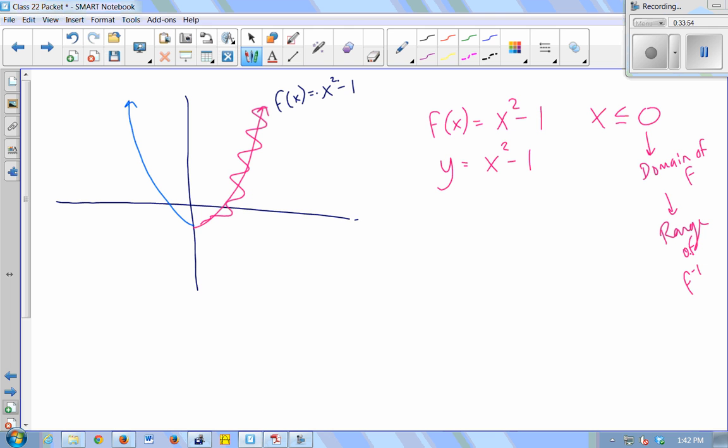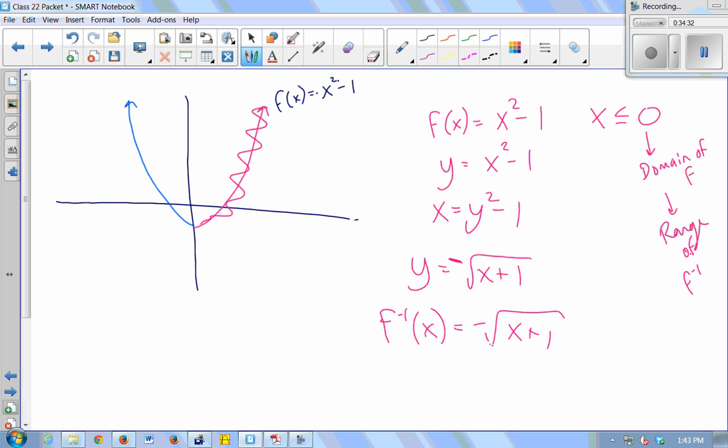All right, so I swap the x's and y's. Solve this thing for y, and I get y equals the square root of x plus 1, but I get negative ones, right? This time I'm only going to take the negative ones because I know that my range has to be only negatives, because the range of f inverse has to be the domain of f, which is only negatives. So this is the inverse function of x squared minus 1 if you restrict the domain to the other half.